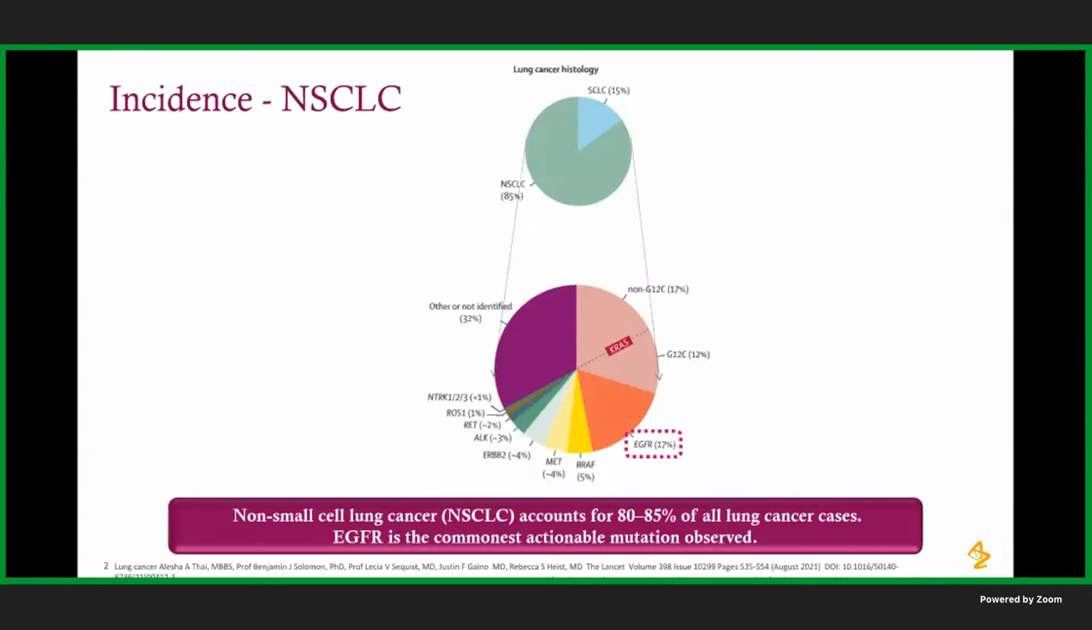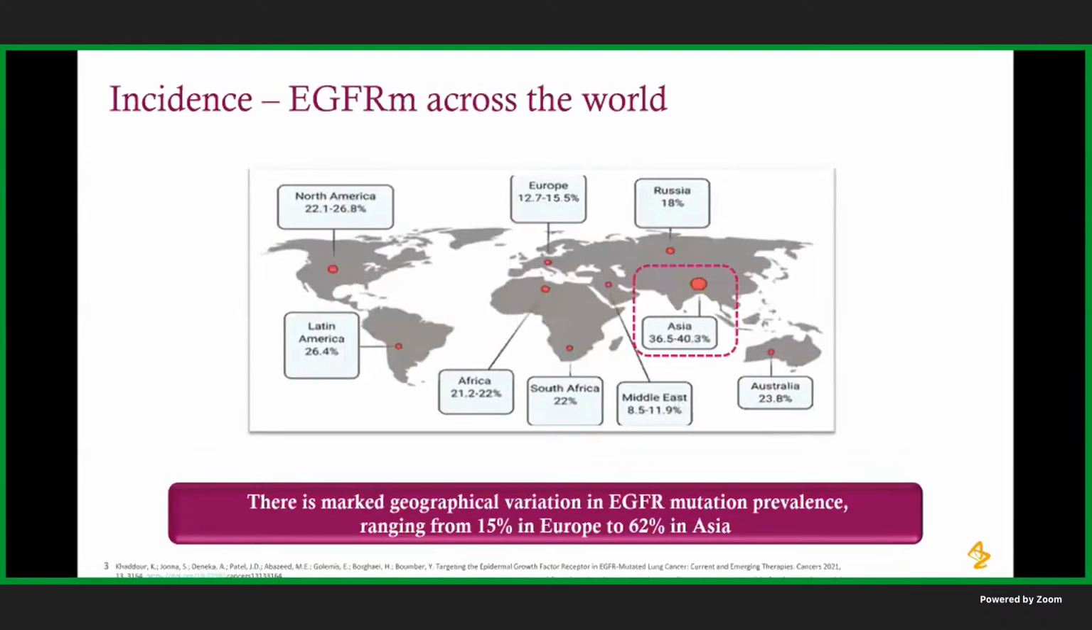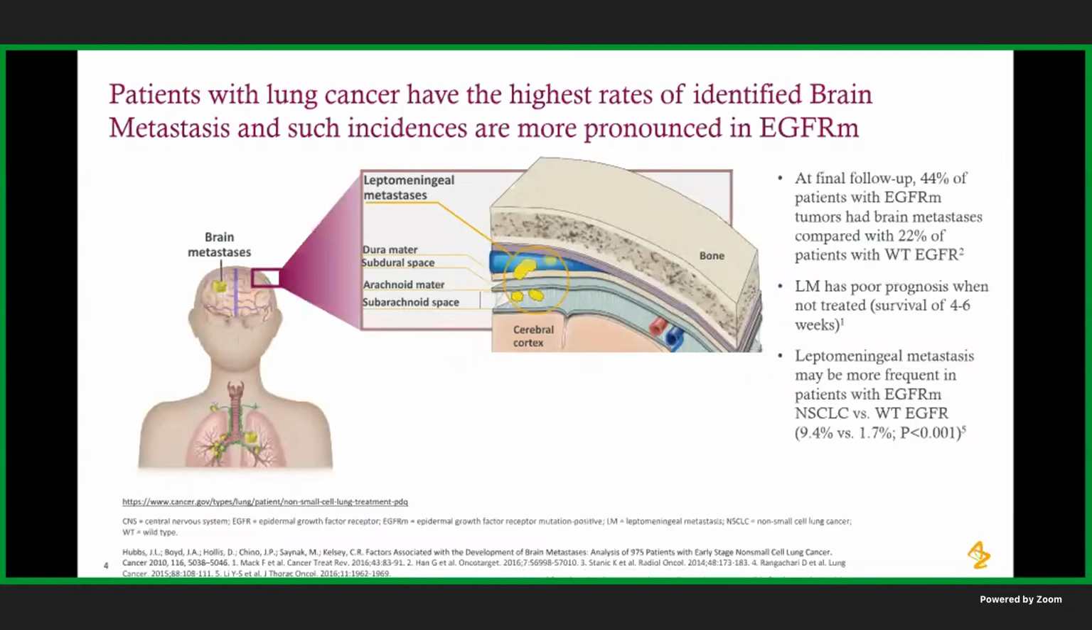So, in NSCLC, we almost always do a lung panel test at baseline, and this is approved across the guidelines. And if we talk about the EGFR mutation prevalence, there is wide variation, and on the whole, they are on the higher side in the Southeast Asian and Indian subcontinent. So, patients with lung cancer have the highest rates of brain metastasis. We also know that such EGFR patients have higher brain metastasis.